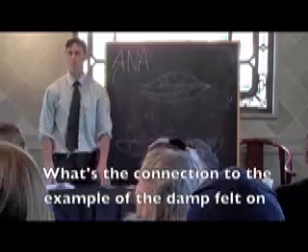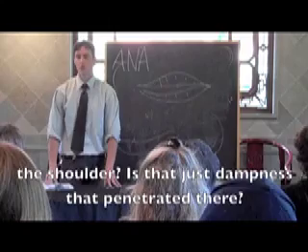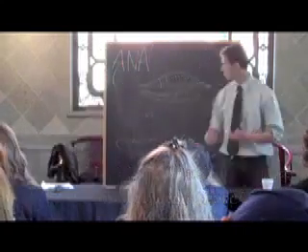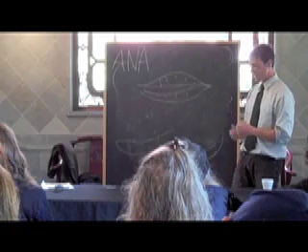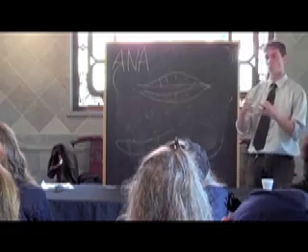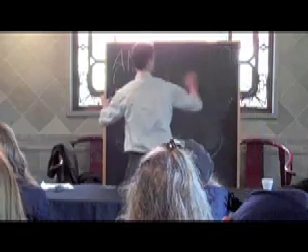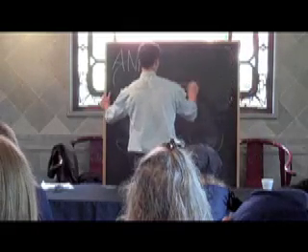What's the connection to the example of the damp felt on the shoulder? Is that just the dampness penetrating the body? That's a very good question. I think basically what's happening, or what I would think was happening there, is the spleen, even though it can control this damp, when you look at the character for the spleen, there's a hexagram that's associated, which is all these solid lines.